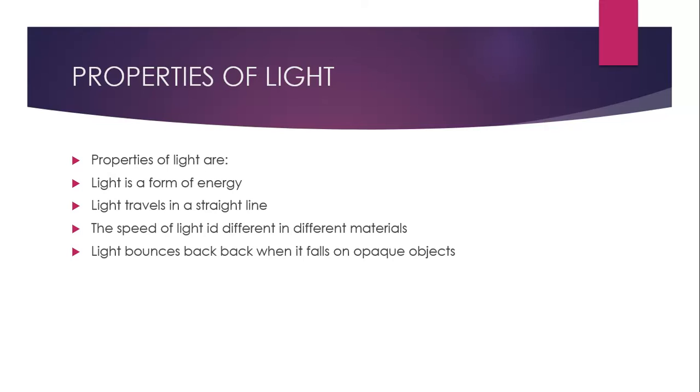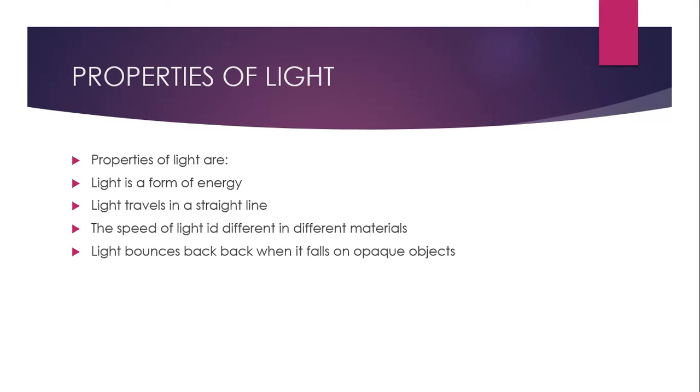Second, light travels in a straight line. You must have observed the rays of the sun fall in a straight line during day or break in a dark room. If a ball is placed in the path of light, will the light bend and go around the ball? No, it will not. Light always travels in a straight line and does not follow a curved path.